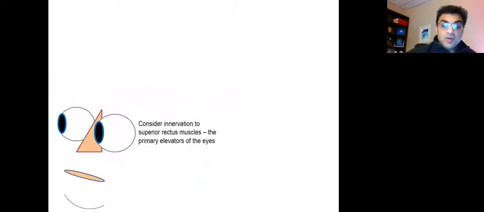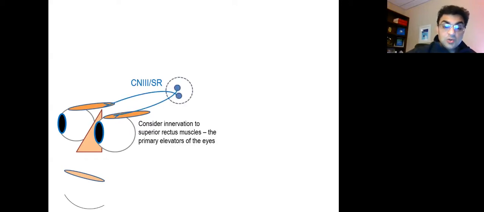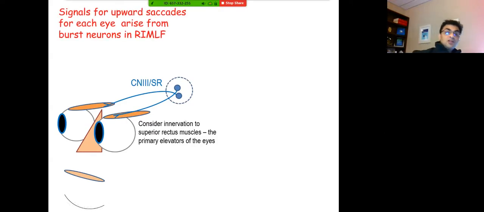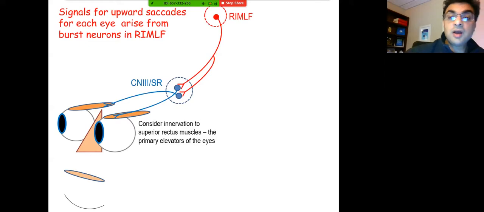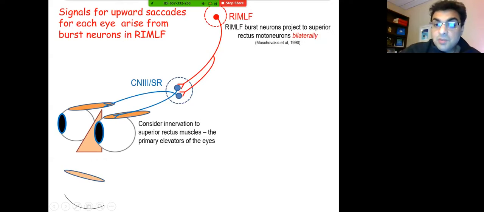So your innervation to the superior rectus, which is a primary elevator of the eyes, gets input from the third cranial nerve, and it gets two parallel inputs like this. Signals for upward saccades for each eye come from an area called the rostral interstitial nucleus of the medial longitudinal fasciculus, RIMLF, and that gives a parallel input to two sides of the innervating neurons. So basically these burst neurons send bilateral input to the motor neurons.